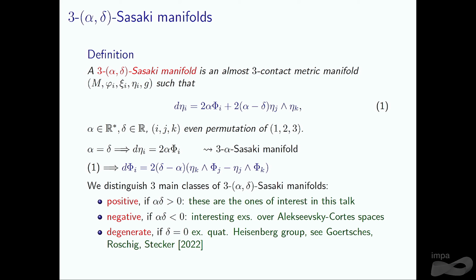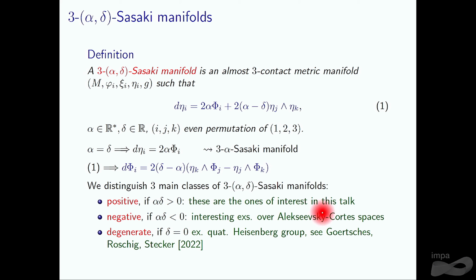But in general, we require that there is a nice link between the geometry of the two free vector fields encoded in that equation. And it makes sense to distinguish three main classes of three-alpha-delta Sasaki manifolds. Namely, we call them positive if alpha times delta is positive. Right? And positive will be strongly linked to positive curvature properties. And therefore, alpha times delta positive is exactly the situation that we are interested in this talk.